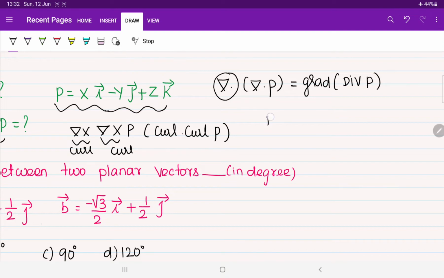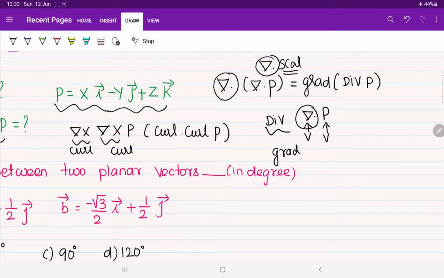Let me tell you, the term divergence will appear when you are applying del to a vector field. Del is also a vector, P is also a vector field. If these both are vectors, under that situation, this del dot will be written as divergence. Where will gradient appear? If del is applied to a scalar, some scalar value, under this situation del will be treated as a gradient. So it depends on what del is appearing with. If del is appearing with a vector quantity, then we call it divergence. If del is appearing with a scalar quantity, then that is called gradient.